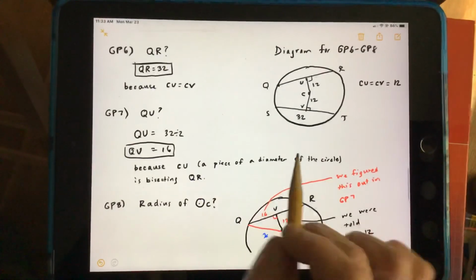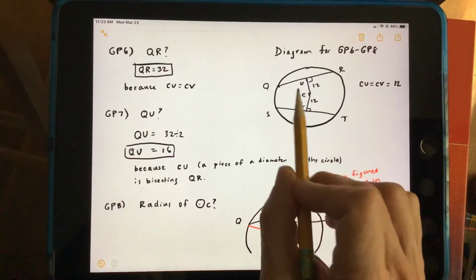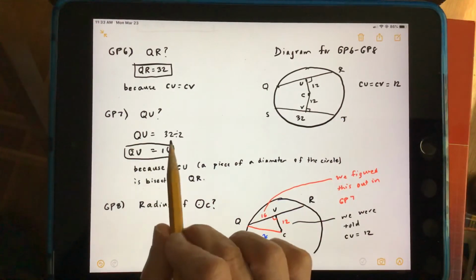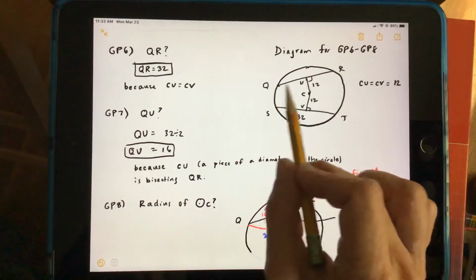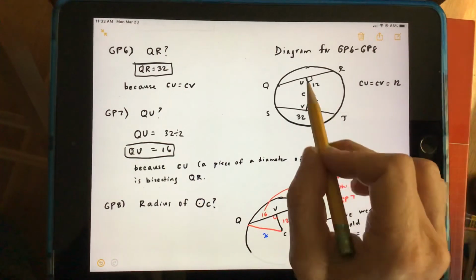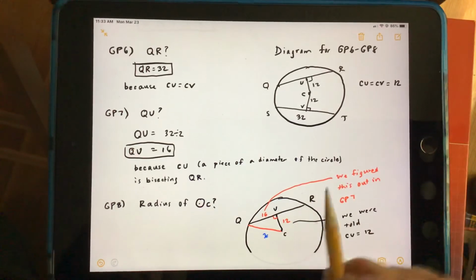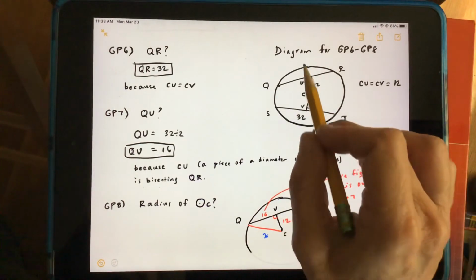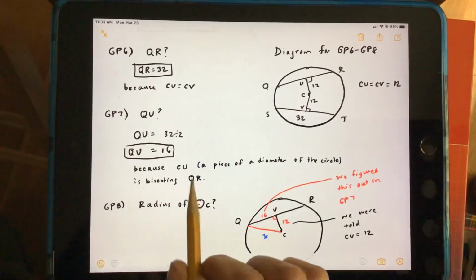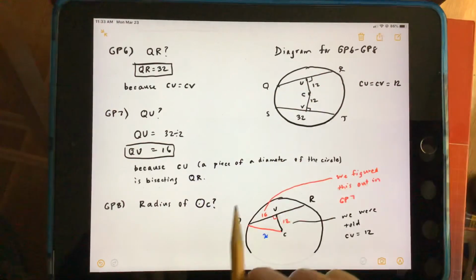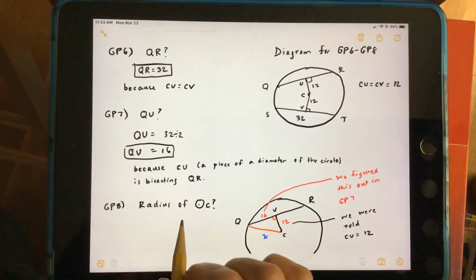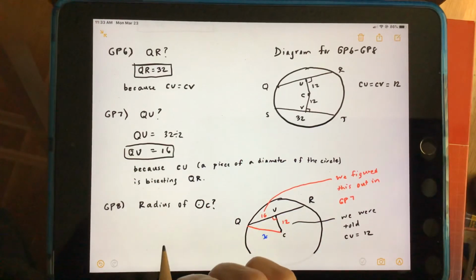Number 7, we are to find what is the length of QU from here to here. Well, we're going to know that QU is going to be the 32, the total length from Q to R, divided by 2, which gives us 16, because CU here is a piece of the diameter of the circle, and that diameter of the circle would, of course, be bisecting that QR. A diameter will always bisect a chord. And so that means that this QR is going to be cut exactly in half with that U as a bisector. So QU is 16.